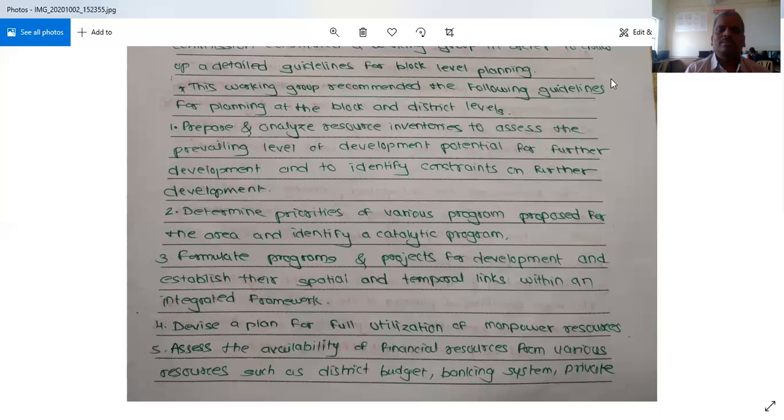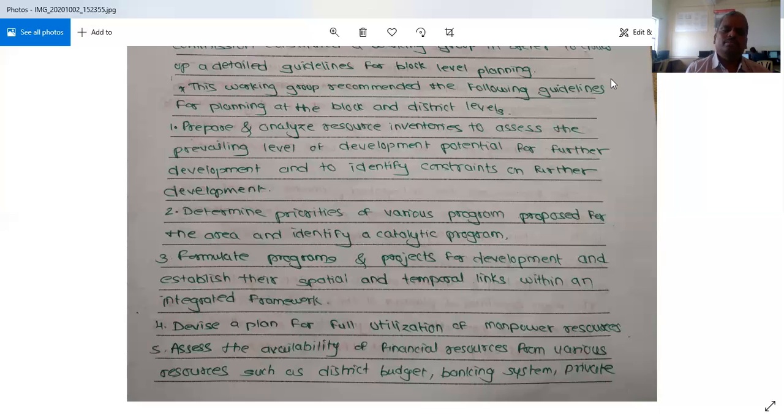Next is to formulate programs and projects for development and establish their spatial and temporal links within an integrated framework. Now we have to formulate, that means in which way and how, and when we have to start and implement the program. We have to find out all these things: when you have to start it, what will be the phases of this project? We have to make the links between these stages, and we have to go through the integrated framework. That means if we prepare the total project, it should be integrated. That means the total project should be combined in such a way that the works, one after another, are integrated.